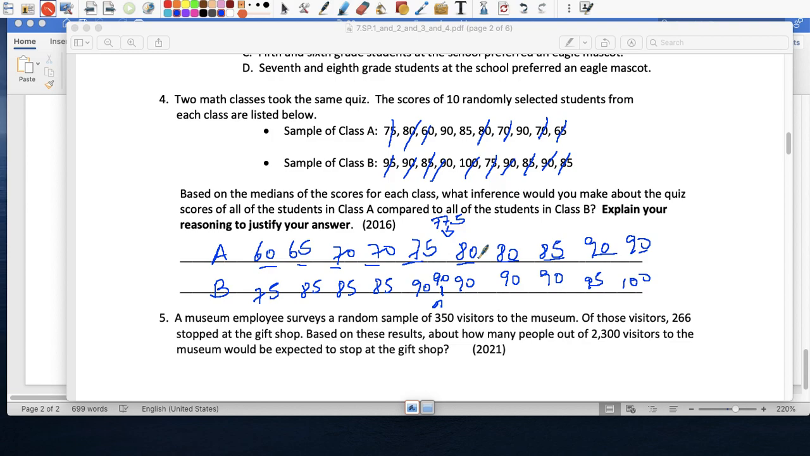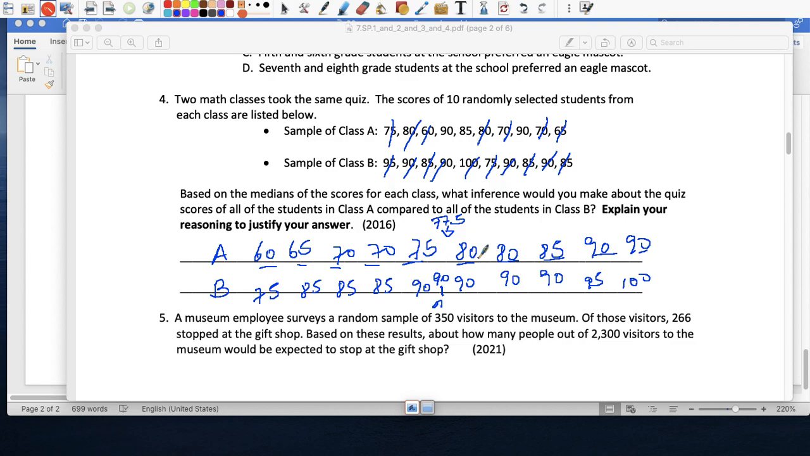You can talk about the range, right? The range for class B is only 25, where the range for class A is 30, right? So the grades in class B are not widespread. If you want to talk about MAD, I think the MAD in class B would be definitely lower, right? The variability, sorry, forget what I just said about the MAD. They're asking about the median. But you can talk about those too, right?